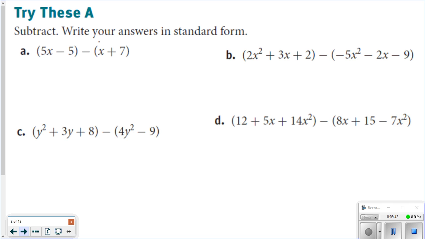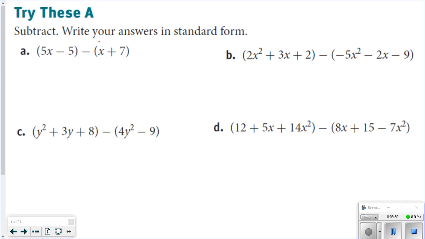All right, on page 365, you're going to see try these A. I want you to do A through D. So pause the video, take the time to subtract all of these polynomials and make sure that your answers are written in standard form. Go ahead.